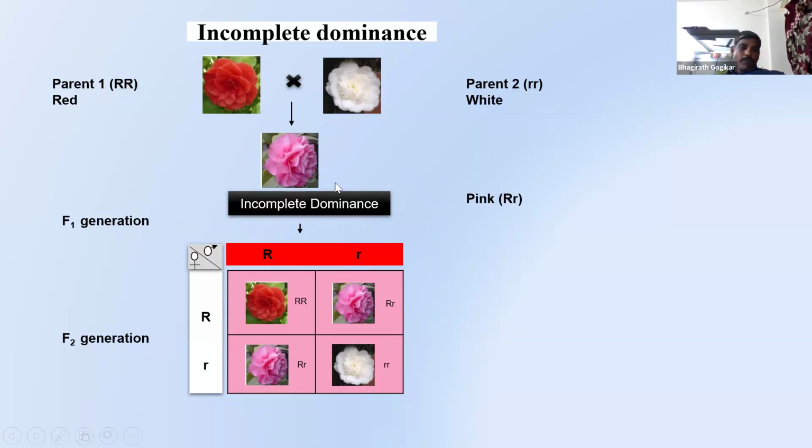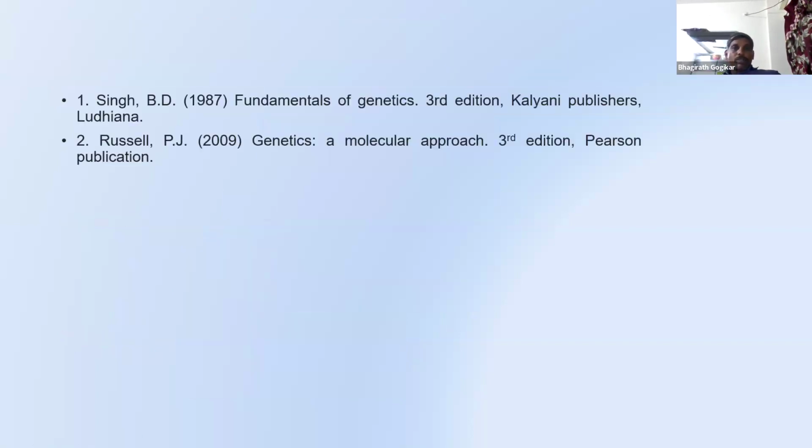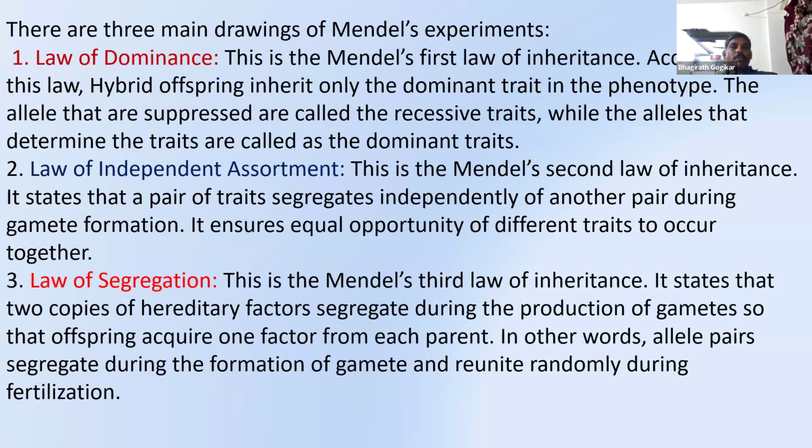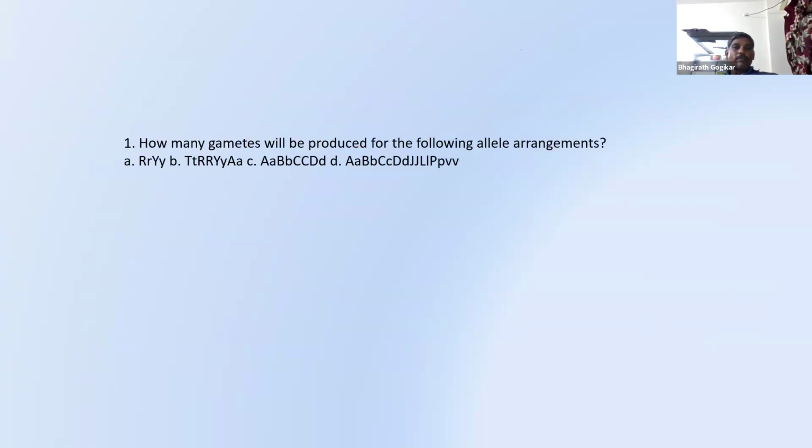From the F1 generation we get F2 by selfing. It is a 1:2:1 ratio, genotypically and phenotypically. This experiment was conducted by Correns in Mirabilis jalapa, the four o'clock plant. So this is about today's class: law of dominance, law of segregation, law of independent assortment. Is it clear?